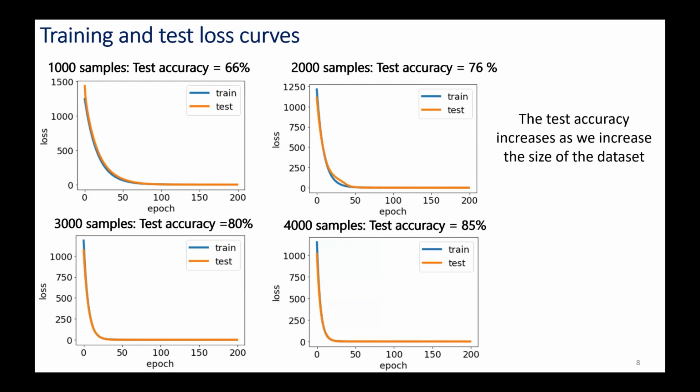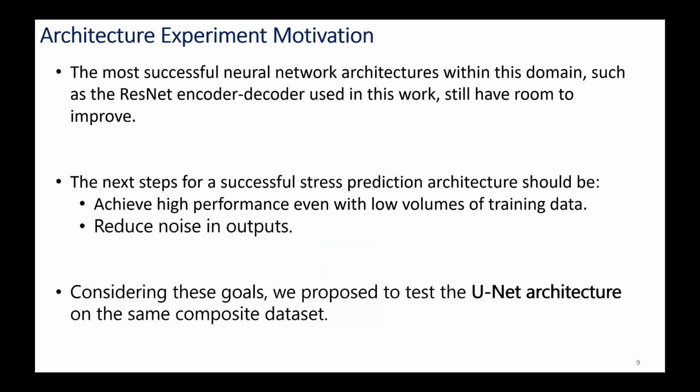In the next slide, we can see the training and test loss that we obtained for each one of these data augmentation techniques. So we can see that for 1,000 samples, the test accuracy was equal to 66%, and for 4,000 samples, the test accuracy was equal to 85%. So we can say that the test accuracy increases as we increase the size of the data set. Then I'll leave you with the second approach that will be presented by Noah.